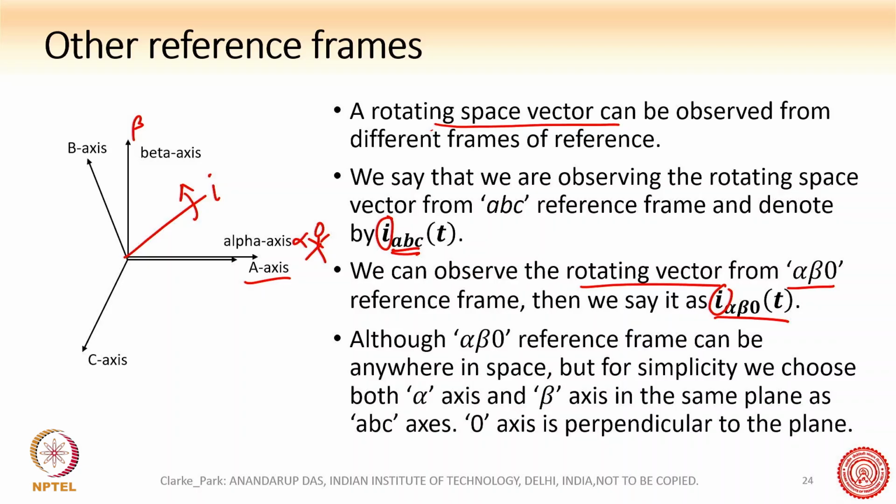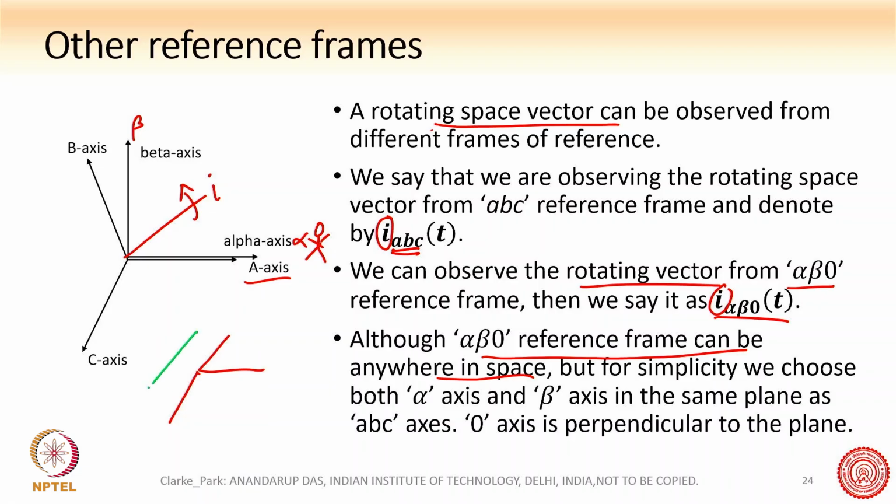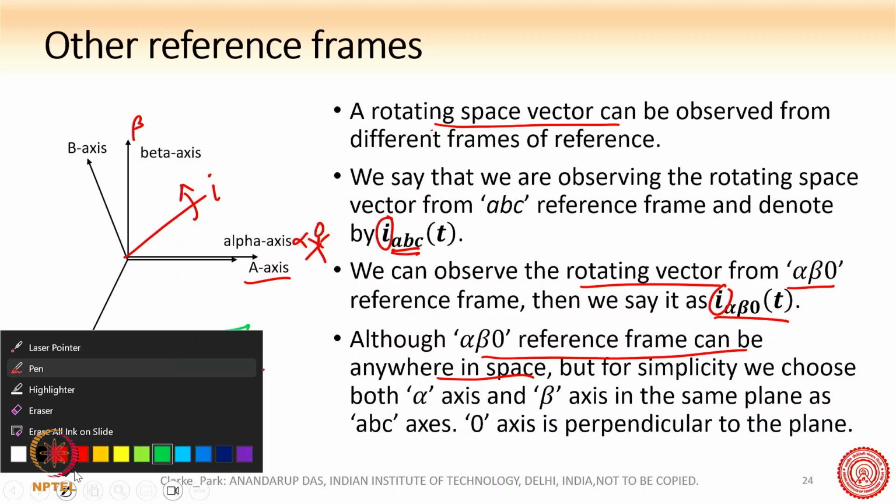Okay, now note that the alpha beta 0 reference frame can be anywhere in space, but for simplicity we have chosen the alpha axis to be aligned with the A axis, but it is not necessary. If you take the generic mathematical form, you will see that the ABC reference axes are here, and there will be another plane. So this is the general linear algebra. This is one plane in which ABC is there.